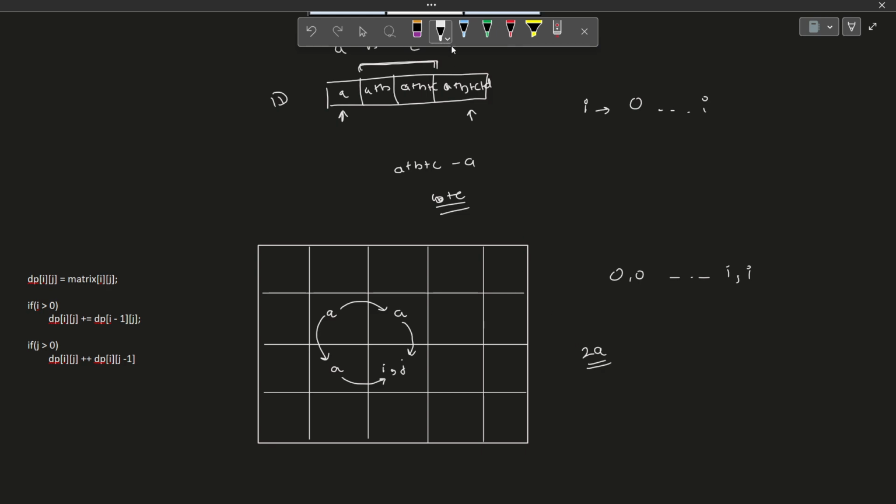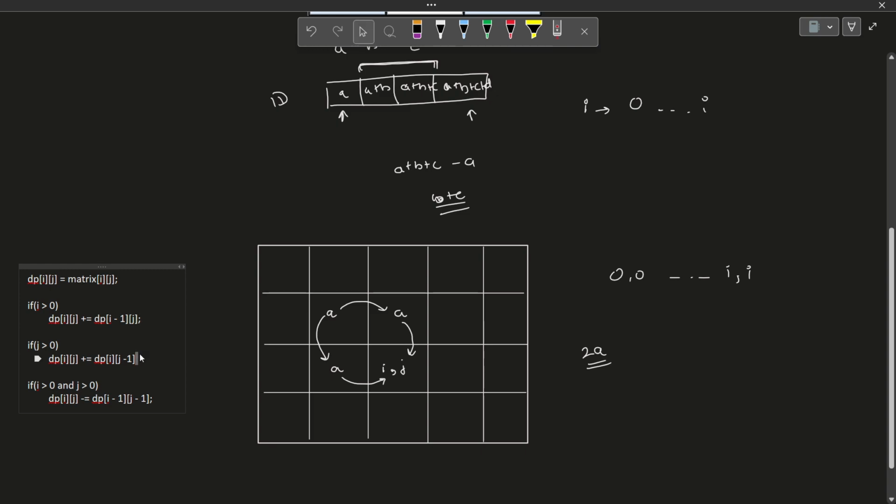So to erase one of these effects, I am going to add one more thing: if i is greater than 0 and j is greater than 0, that means both of them are greater than 0, I am going to set dp of i j minus equals dp of i minus 1 j minus 1. I just mistyped it up here, I am going to do plus equals.